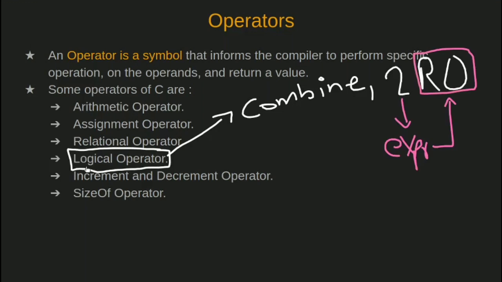Let us now discuss the fourth operator, and that is our logical operator. Now this logical operator combines two expressions, and these two expressions contain a relational operator. Now when we talked about relational operator, we got to know that the return type of these operators is always in terms of zeros and ones. So we can say that the return type of logical operator is also in terms of zeros and ones. Having said that, let us now look at logical operator in a program.